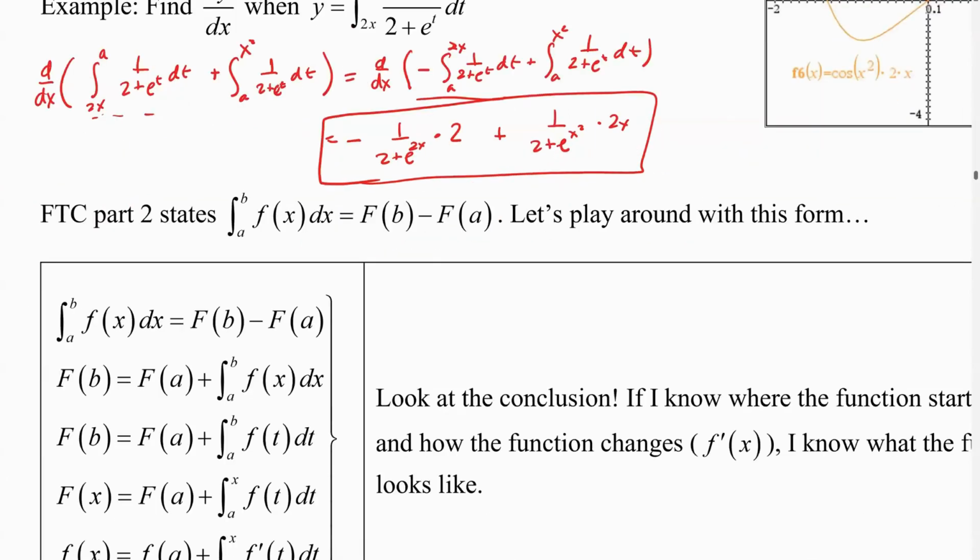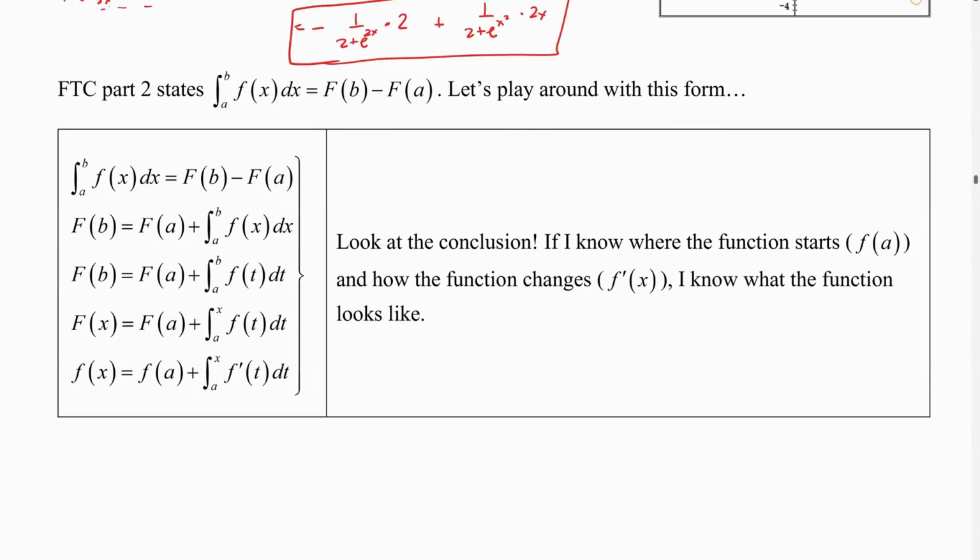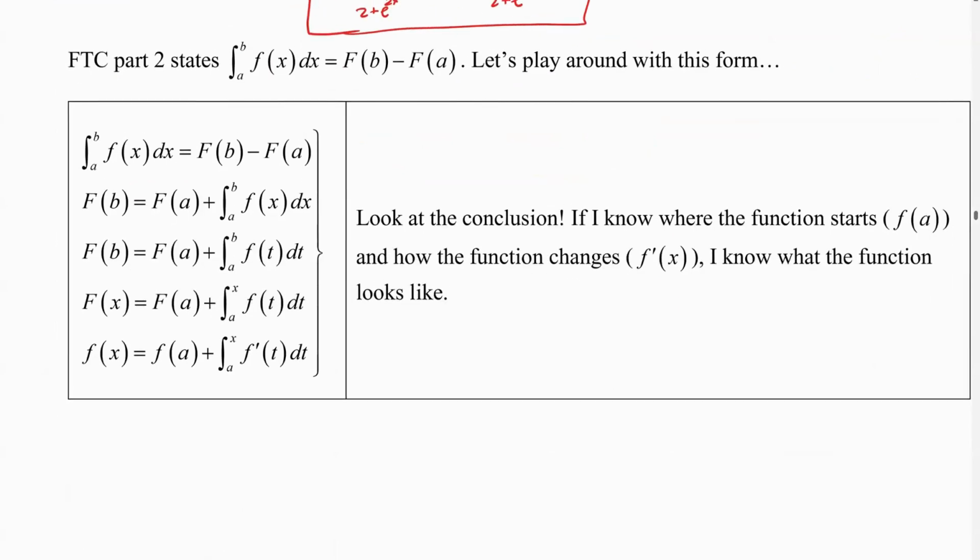All right. Last thing that we want to talk about having to do with the fundamental theorems of calculus. We know that FTC part 2 says this. But if we play around with this a little bit, we get this really nice and useful expression. We start here. Known fact. Is there any reason why I can't add big F of a to both sides? None whatsoever. So if I do that, I get F of b is equal to big F of a plus that integral from a to b.